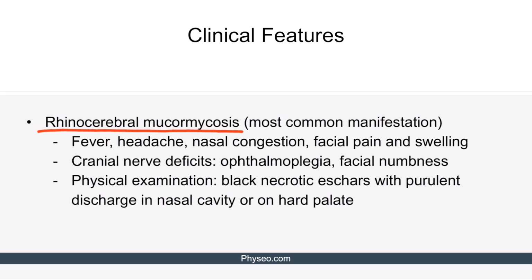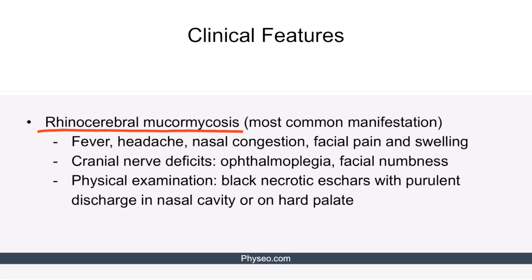And as it gets more advanced, patients can develop cranial nerve deficits like ophthalmoplegia or facial numbness. And once it's at this point, physical exam can show black necrotic eschars with purulent discharge in the nasal cavity or on the hard palate. And thankfully, you can actually identify these necrotic eschars fairly early on to tip you off that this is something serious. This isn't just a typical sinus infection. This is something very serious.